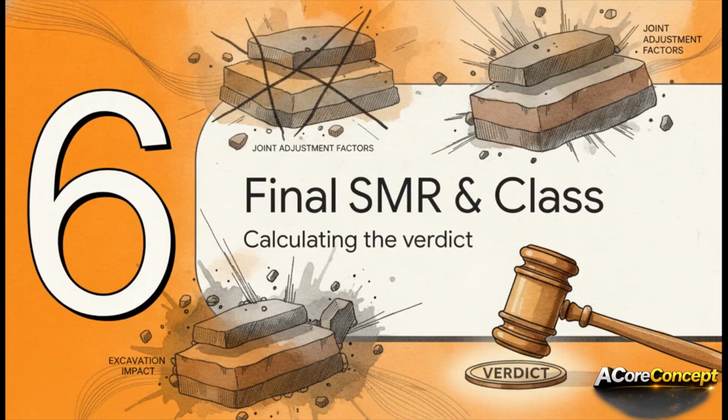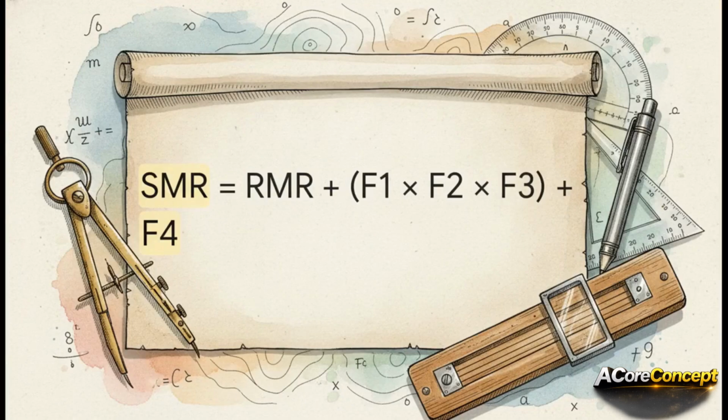Section 6. Final SMR and classification. We have our basic rock mass score, our 3 joint adjustment factors, and our excavation impact. It is finally time to pull it all together. Here is the master formula. We take our RMR basic score, we add the calculated product of our 3 joint factors, and finally, we add our excavation factor to reveal the true slope mass rating.